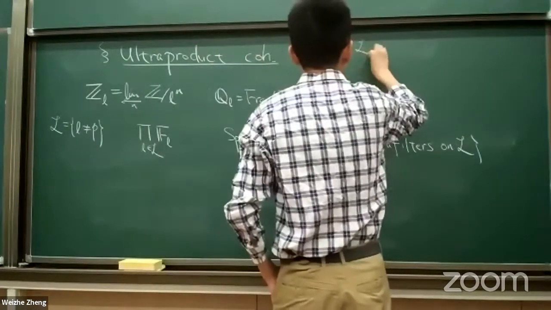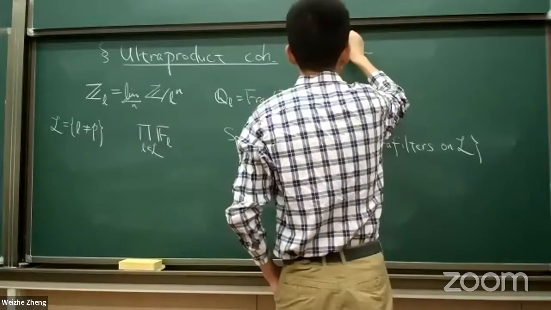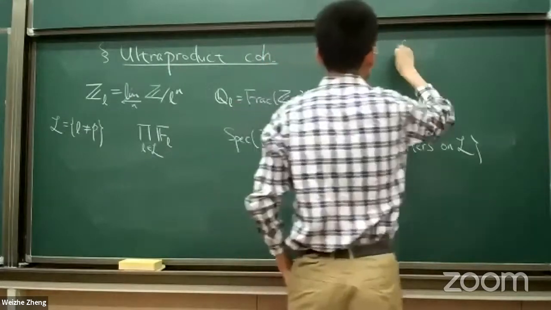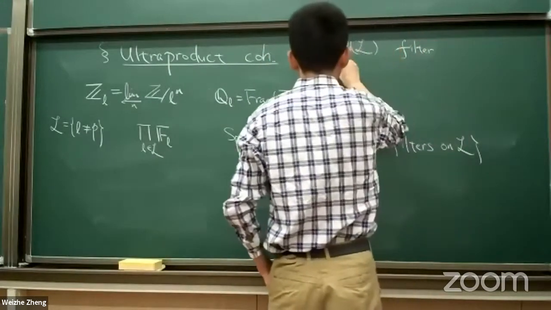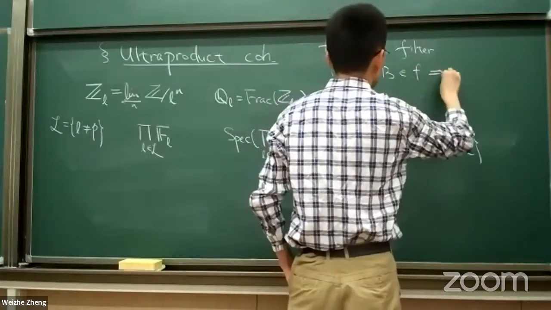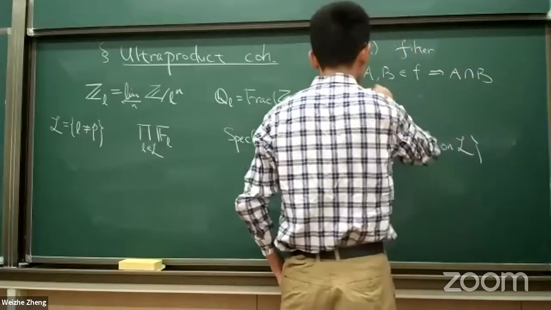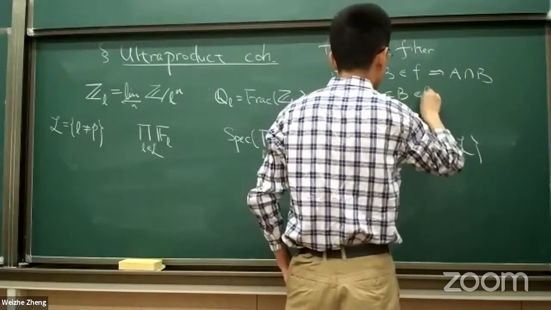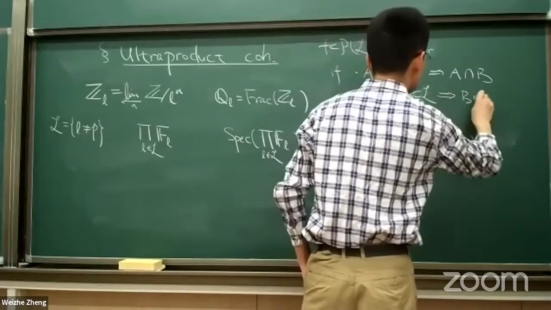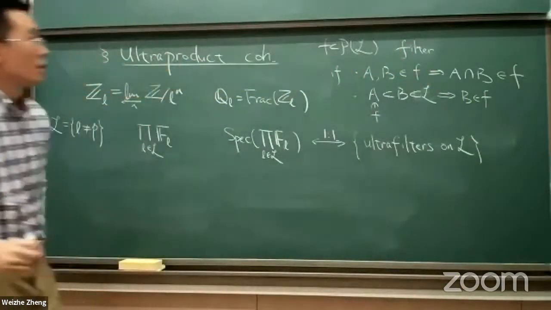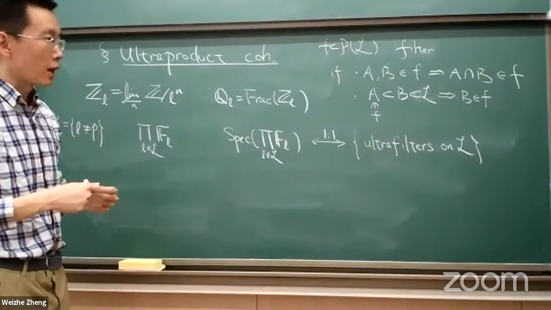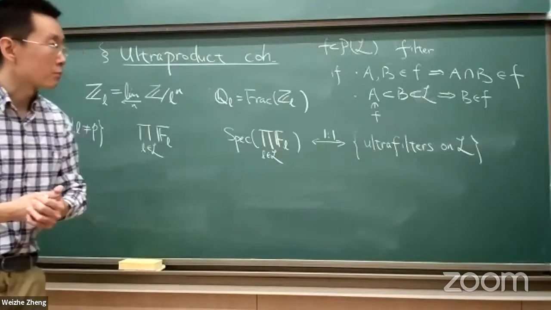A filter is a subset of the power set of L. This is called a filter if it is closed under finite intersection, and moreover, if A is in F and A is contained in B, then B is in F. And an ultrafilter is a filter that is not contained properly in any proper filter.